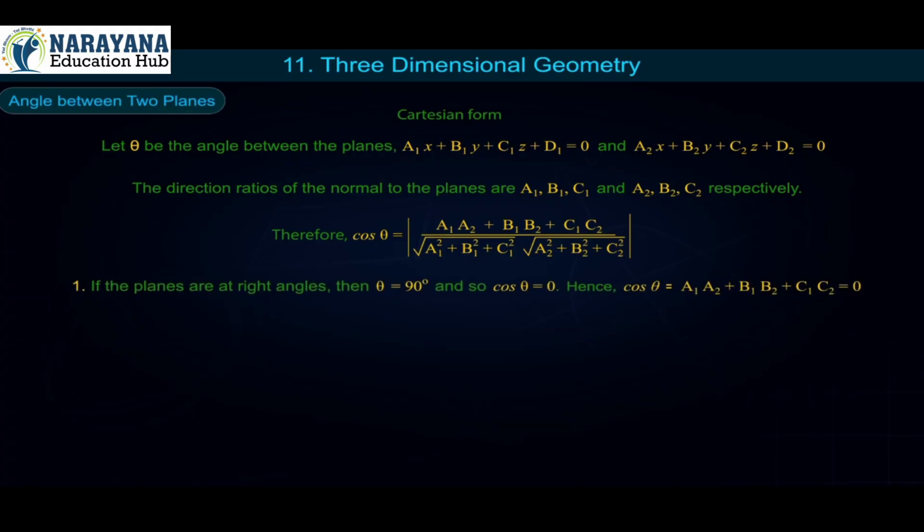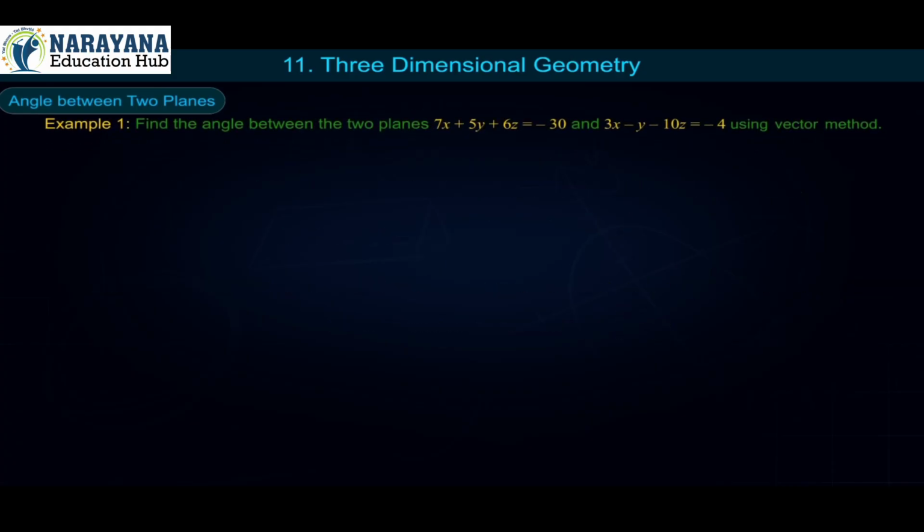Note 1: if the planes are at right angles, then theta = 90 degrees and so cos theta = 0. Hence, a1a2 + b1b2 + c1c2 = 0. Note 2: if the planes are parallel, then a1 upon a2 = b1 upon b2 = c1 upon c2.